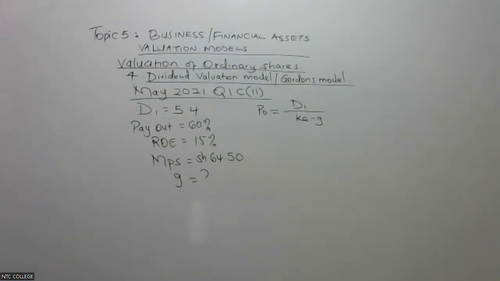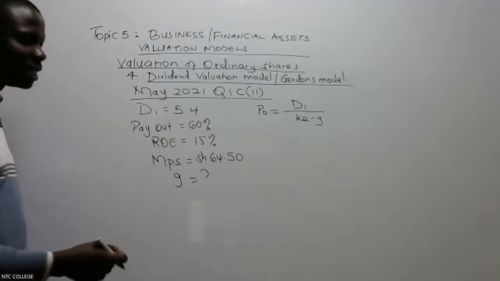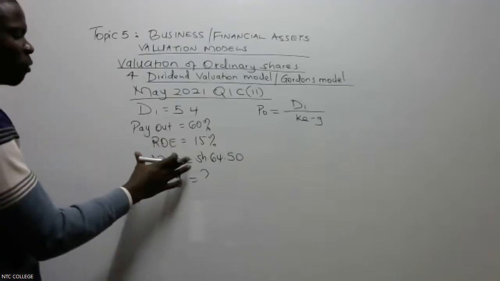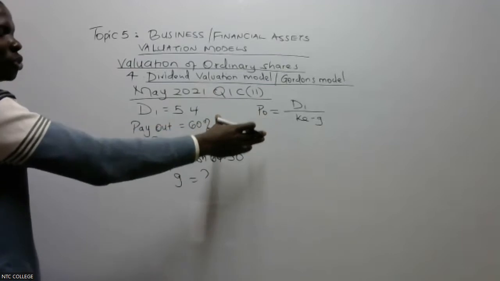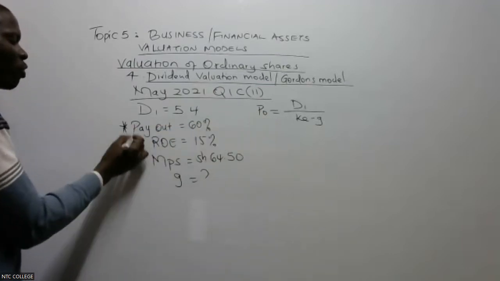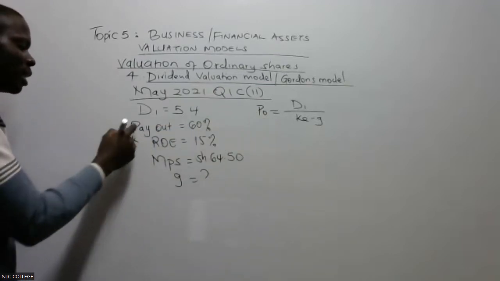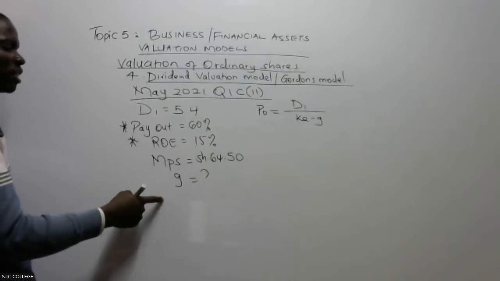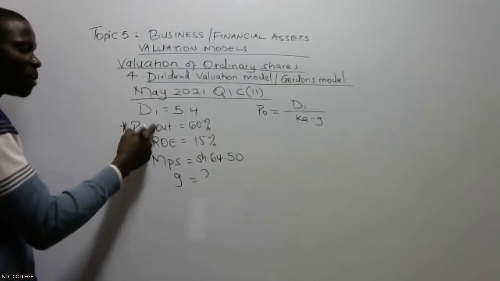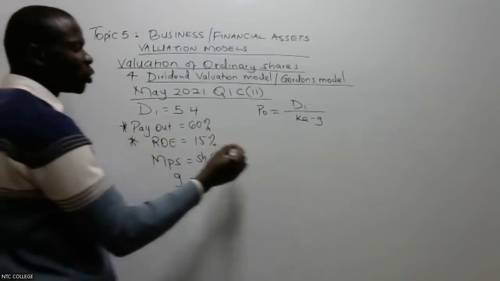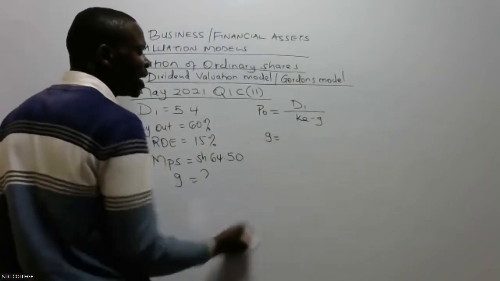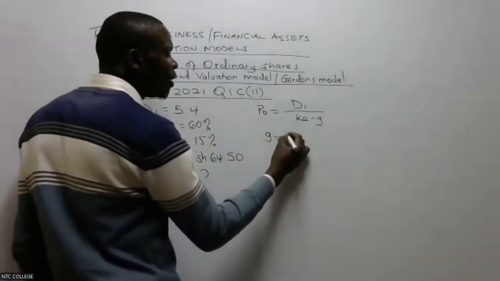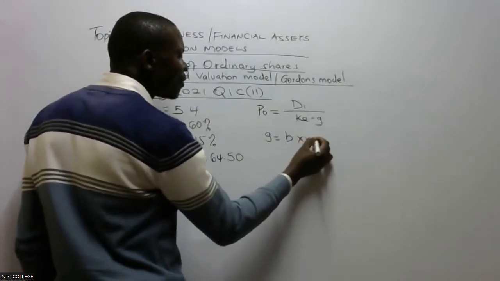Therefore, we need to calculate it. Based on the information, we have to get our intrinsic value. The areas of concern when determining G are the payout ratio and the return on equity. That is the first thing we need to look at in a question when we're given G. We have the payout, we have the return on equity, so we can get our G by saying G is equivalent to B times RE.